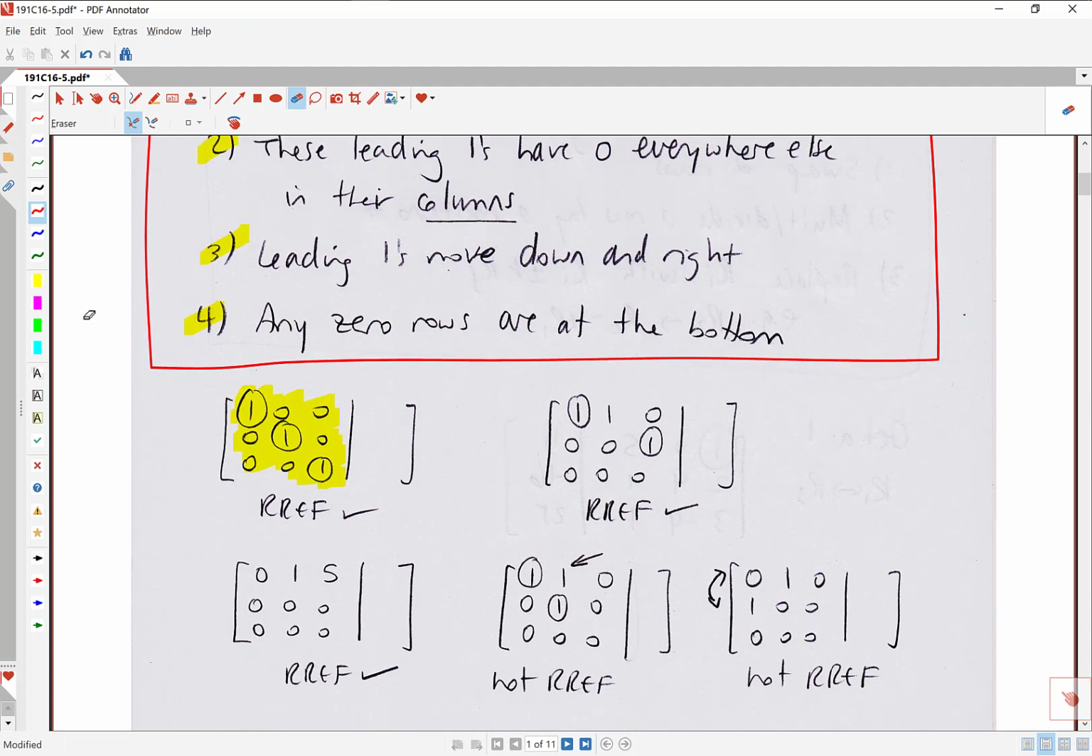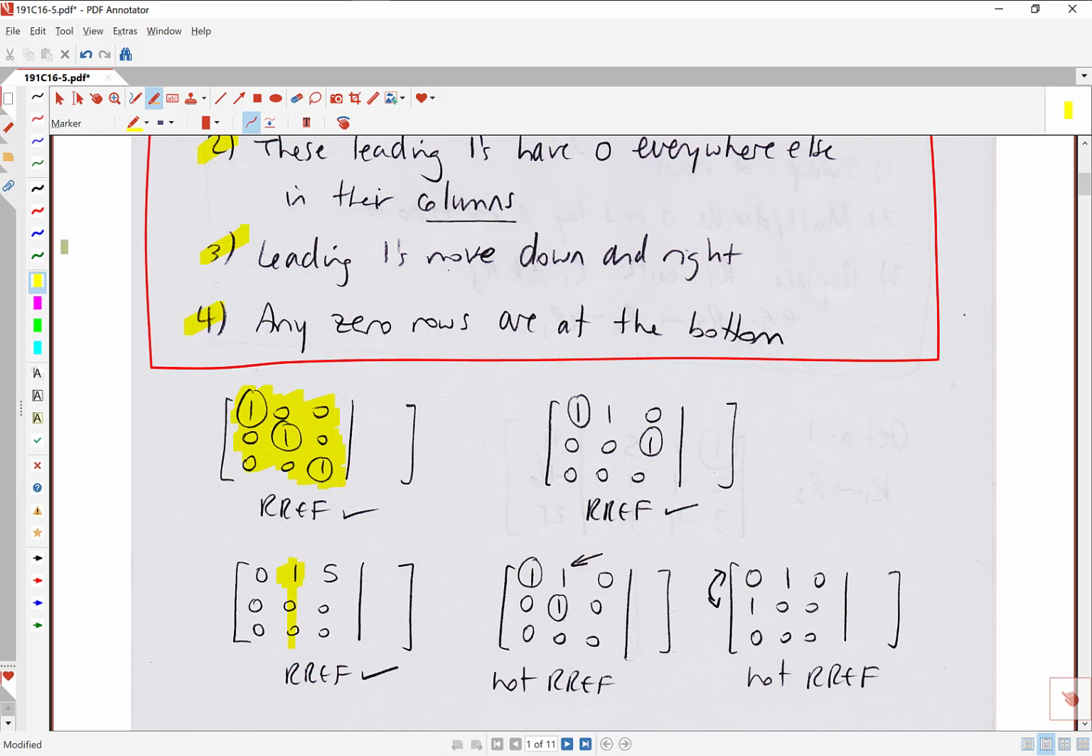So we got one more example here of a matrix that is in RREF. So for this one, the first non-zero entry in each row is a 1. Yep. The 1 has zeros everywhere else in its column. Yep. So that just represents that we've done all the possible elimination using that pivot. The leading ones move down and right. Well, there's only one in this matrix, so that's irrelevant. And yes, we have the 0 rows grouped at the bottom. So that's great. That's in RREF.